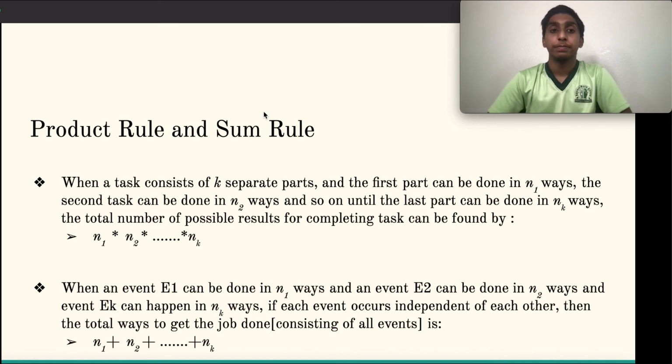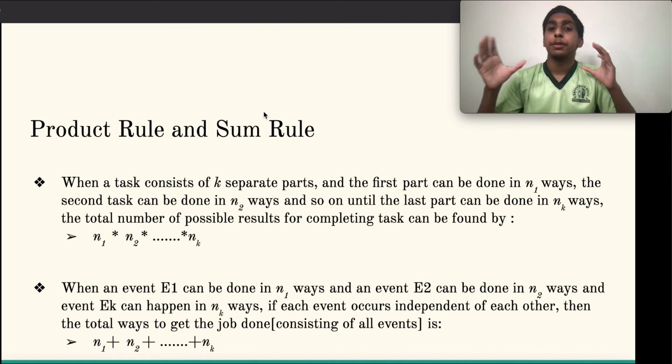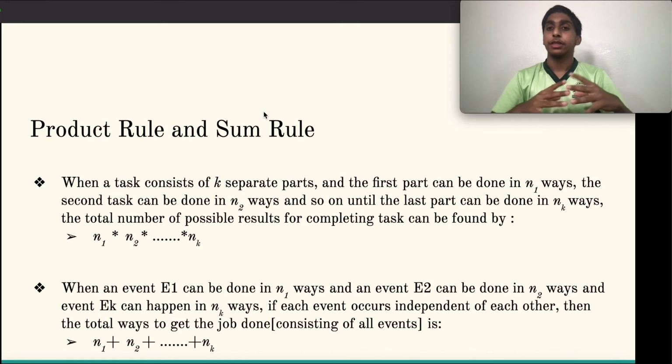This is very important. When a task consists of k separate parts, the first can be done in n1 ways, the second task can be done in n2 ways, and so on till the last part can be done in nk ways. The total number of possible results for completing a task can be found by n1 times n2 times n3 times n4 times n5. So basically this is just telling us we have these different parts of the same task, and we need them both to be completed together. It's an and situation. We can multiply.